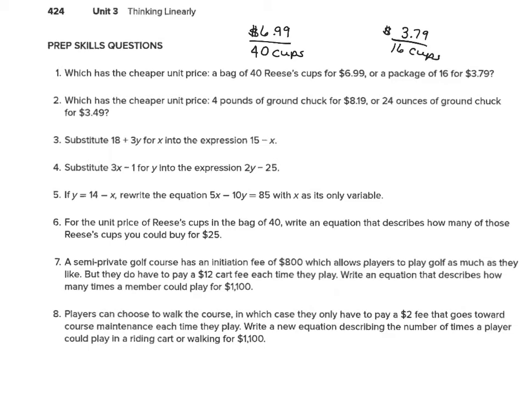So I'm just going to get my calculator and divide $6.99 by 40, and I get roughly, so that's about 17 cents per cup there. And then $3.79 divided by 16 cups gives us about 24 cents per cup. So clearly, this one has a cheaper unit price.